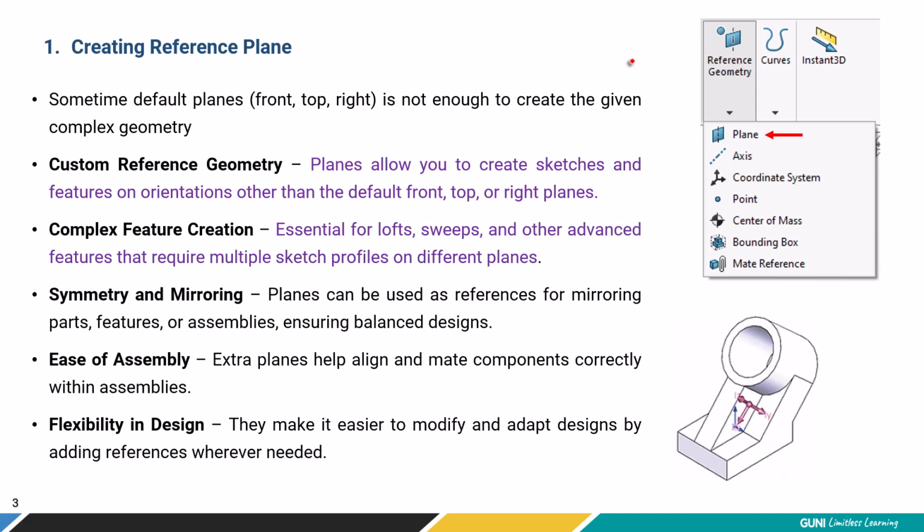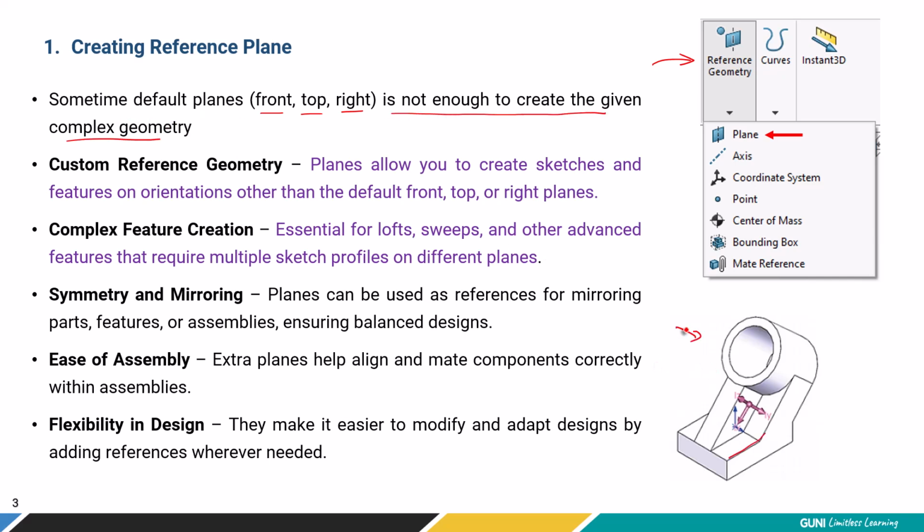In command manager, especially on feature command manager, you'll find reference geometry, under which we have a plane, axis, coordinate system, points and other. SolidWorks offers you default planes like front, top and right in the design feature manager tree. They are only good for creating the features perpendicular to each other. They are not good enough to create the given complex geometry.